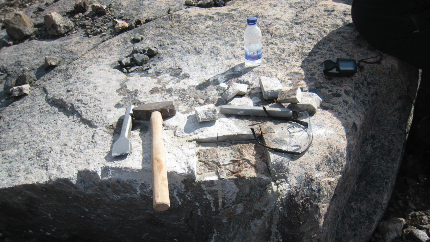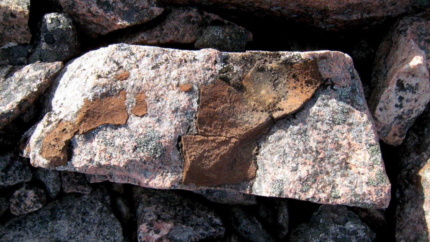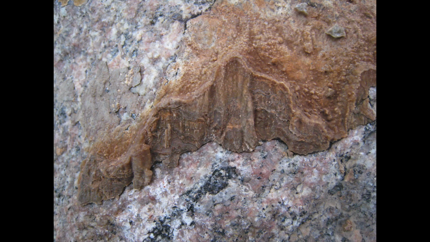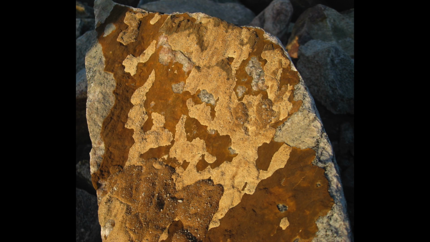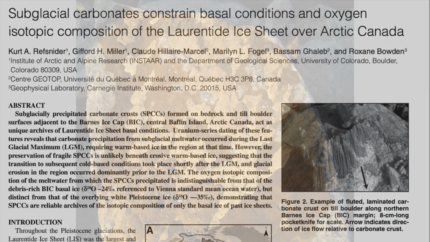A field team of researchers collected a number of rock samples near the Barnes ice cap margin during the summer of 2009 for a glaciological study. Several of these rocks included carbonate sedimentary rocks that had formed on the surface of glacially eroded silicate rocks near the Barnes ice cap margin. These rocks come in a variety of shapes and sizes, but likely all precipitated on the surfaces of these boulders from subglacial waters when this area was previously covered by ice.